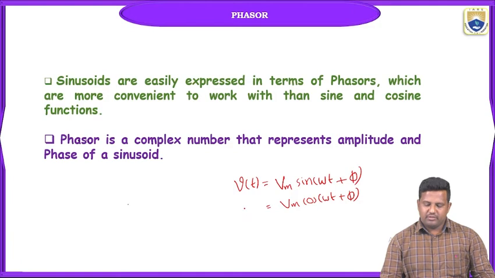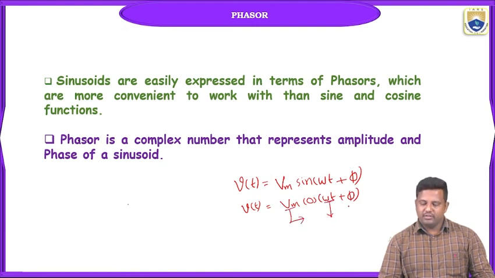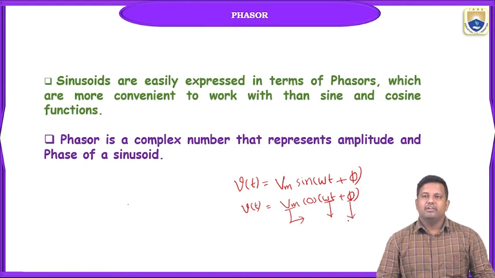We know that V of t is the voltage signal, which is a time domain signal, where Vm is called the magnitude of V of t, omega t is called the argument of V of t, and phi is called the phase of V of t. It is a standard representation of any AC signal, or voltage signal.